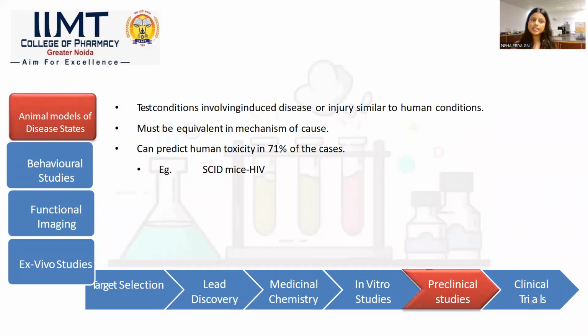The first one is the animal model of disease state. In this, we test the condition: what is the toxicity level of this drug? For example, if an animal is suffering from a disease and I'm giving that drug, then what is the optimum level of toxicity that can be caused to the animal? This is an example of a certain point that needs to be tested in this.